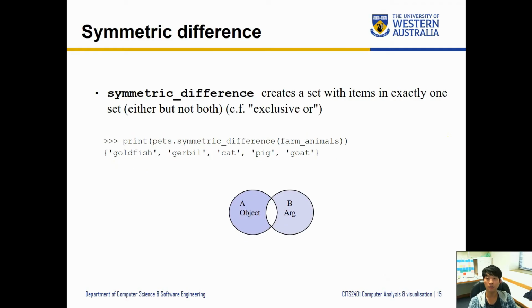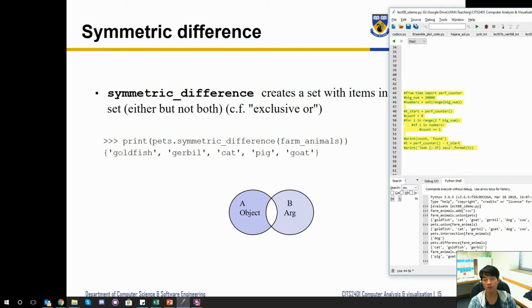Okay, symmetric difference. This one is also one that you can use in whichever order you want. Pets.symmetric_difference(farm animals). Okay, so this one tells me all the items inside both sets which are not common to both of them. So unique to A and unique to B as well.